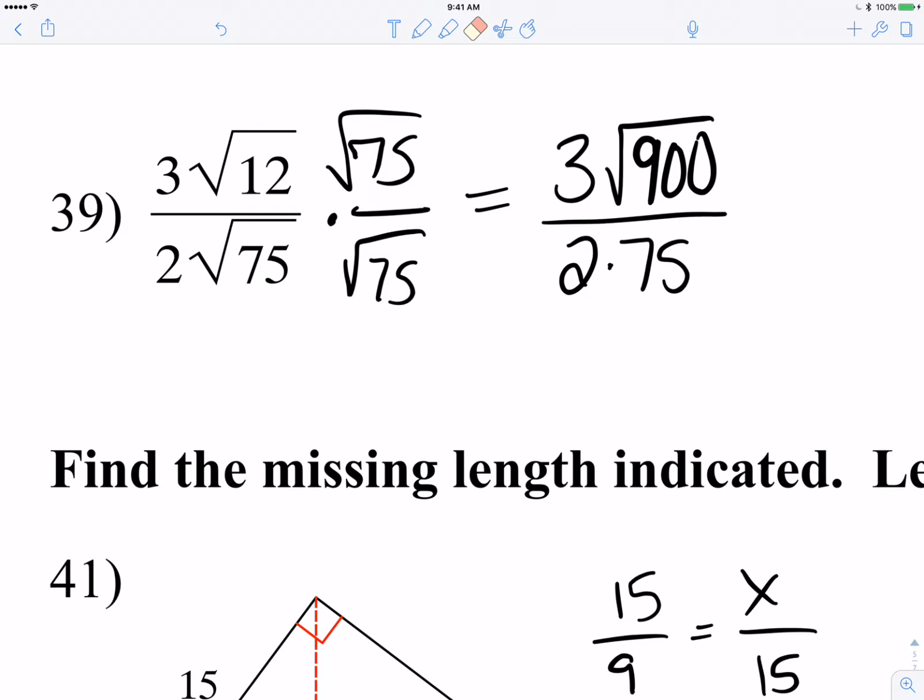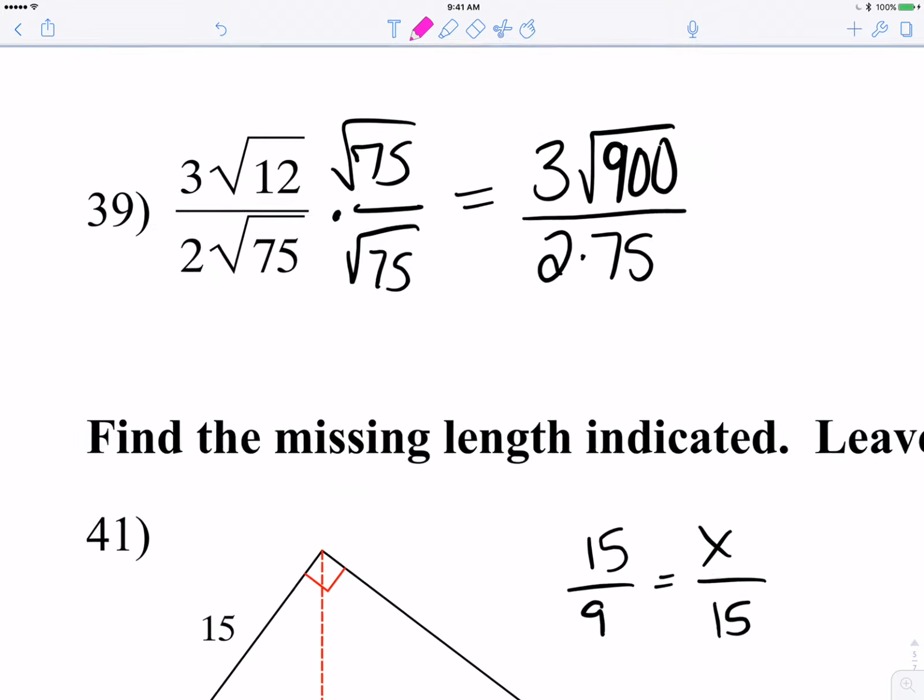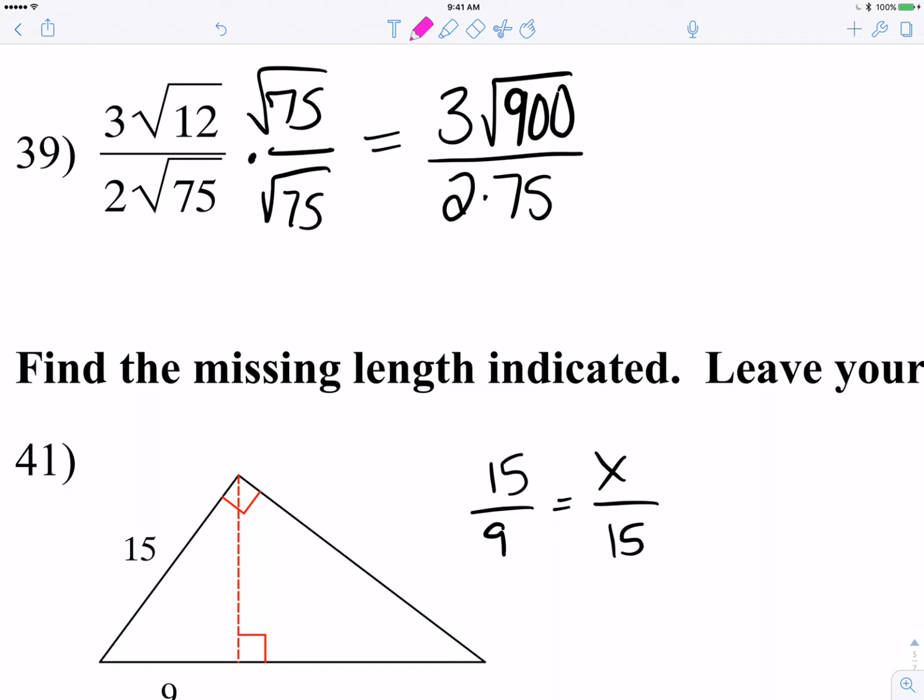Starting with problem 39. I need to get rid of the square root that's in the denominator, so I multiply the top and the bottom by the square root of 75. 2 times square root of 75 times square root of 75 is 2 times 75. In the numerator, I have a 3 outside, so it stays outside. 12 times 75 gives me 900. So this is 3 times 30, because square root of 900 is 30, over 150. So this is 90 over 150, which reduces to 3 over 5.